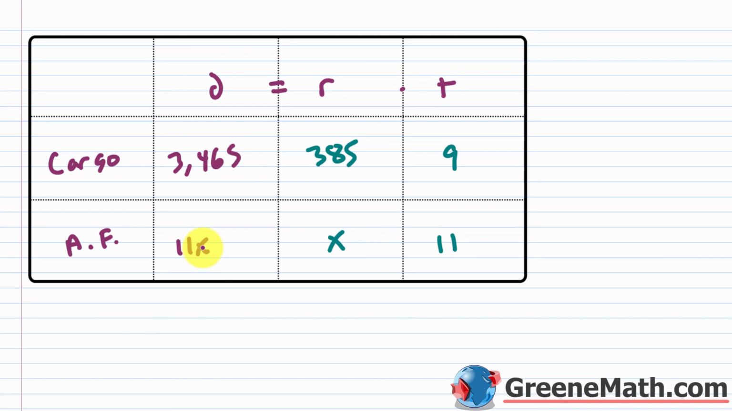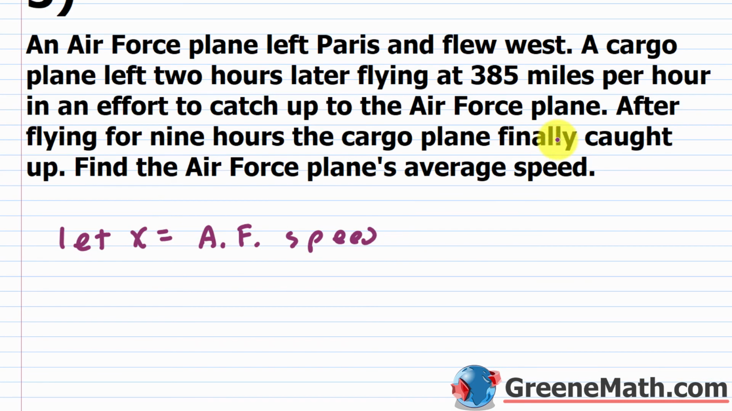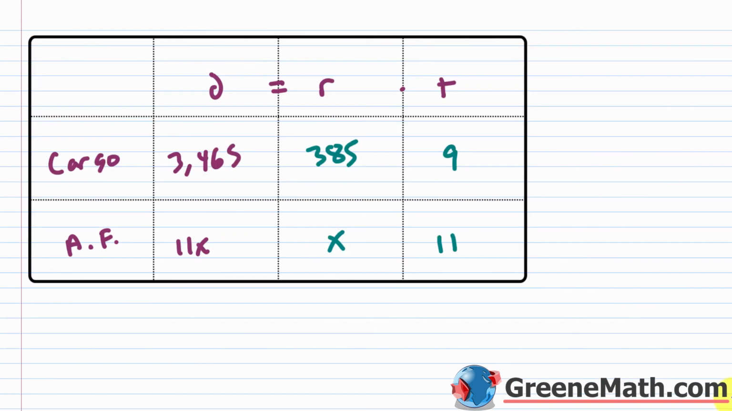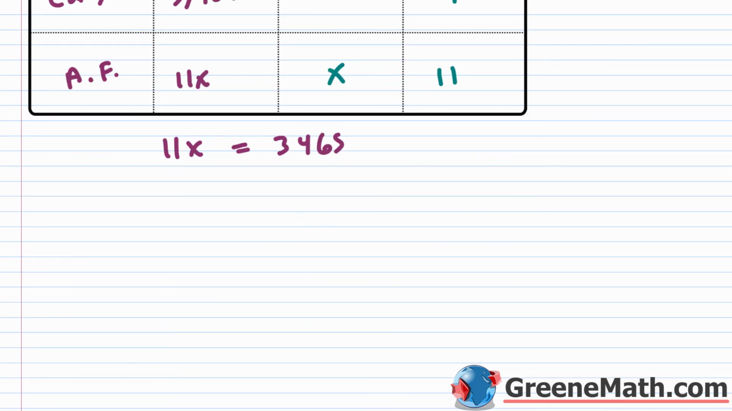Again, we have a scenario where the distances will be the same. We have this key part right here where it says finally caught up. So again, they start from the same point and then they catch each other. So they go the same distance. So we just set the distances equal to each other. We say 11x is equal to 3,465.